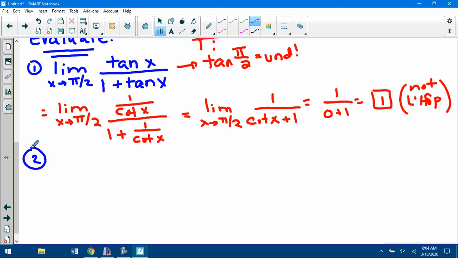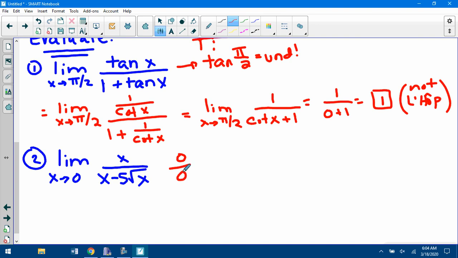Okay, number 2. Limit as x goes to 0 of x over x minus 5 radical x. What do I do first? Plug that 0 in. So we're clearly going to have 0 on top, and 0 minus 5 radical 0. That's 0 minus 0, so we do have 0 over 0, so what's that mean? Indeterminate. Let's L'Hopital this.